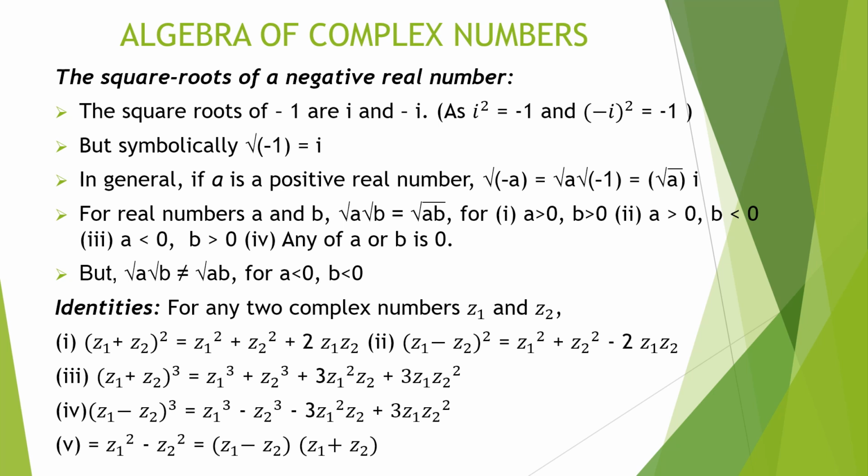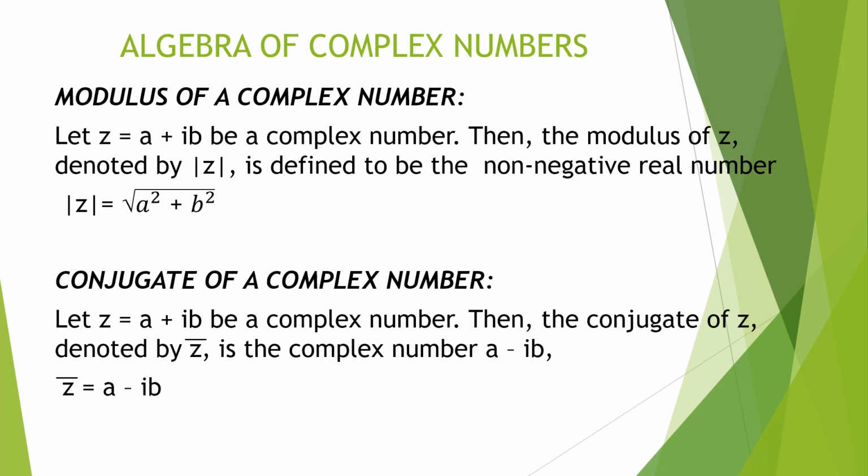Now the identities which hold for real numbers, like the identities for square and cube, the same way the following identities will always hold for complex numbers. Now two important things which we need to know for solving the examples: the modulus and conjugate of a complex number. Suppose z = a + ib is a complex number, then the modulus of z is denoted by mod z, and it is a non-negative real number which is equal to root of a square plus b square.